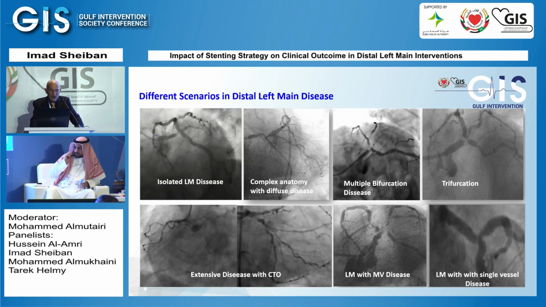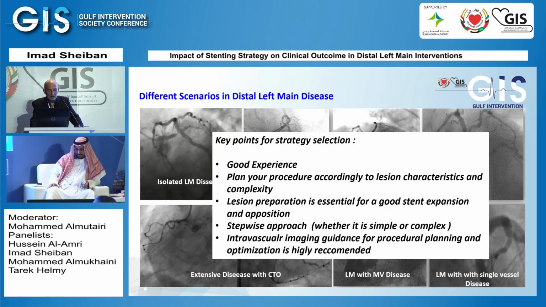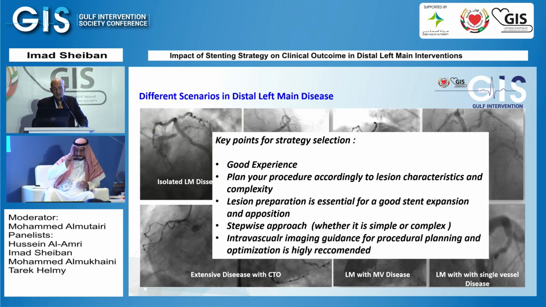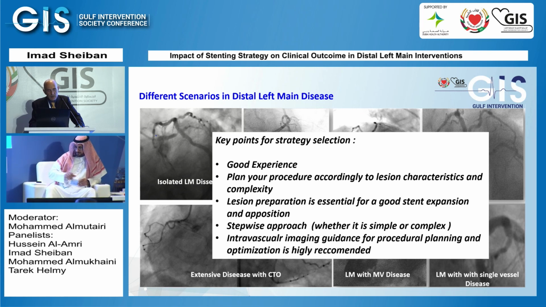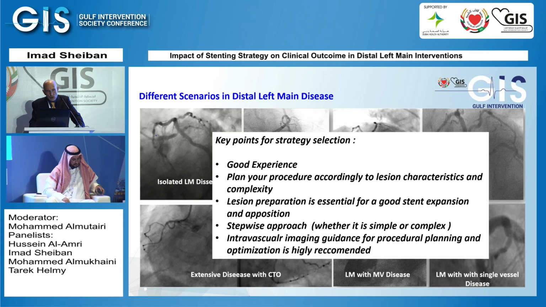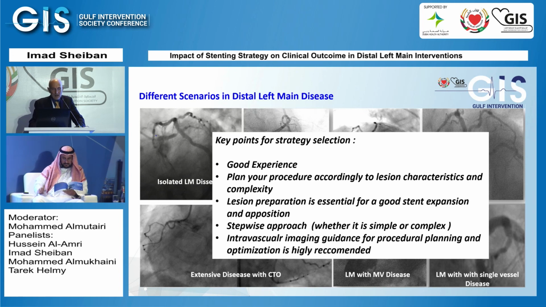So coming to my final remarks, I say that the key points for strategy selection are good experience. Plan your procedure according to lesion characteristics and complexity. Lesion preparation is essential for good stent expansion and apposition. Use a stepwise approach, whether it is simple or complex. Intravascular imaging guidance for procedural planning and optimization is highly recommended.